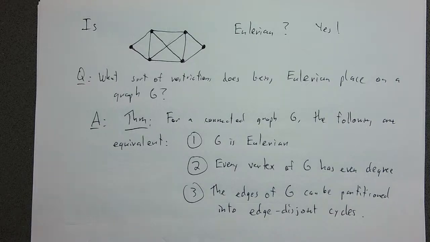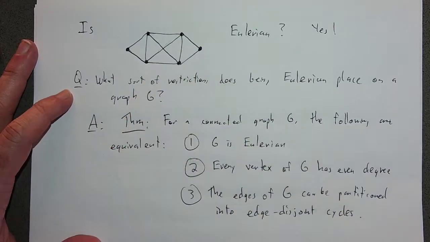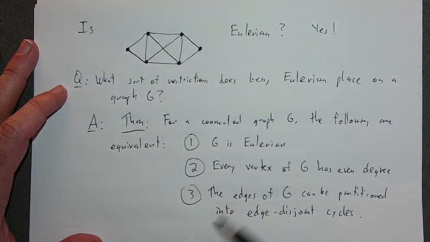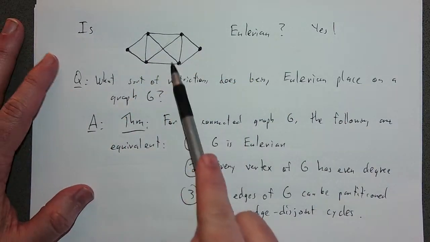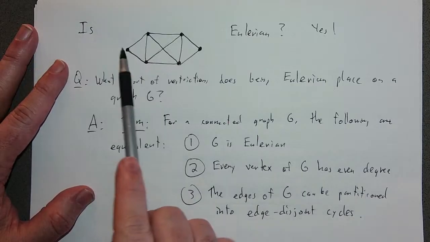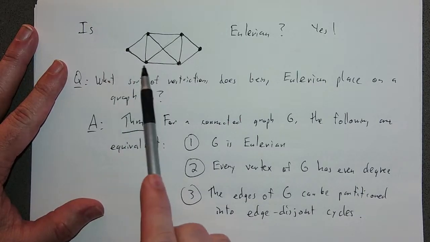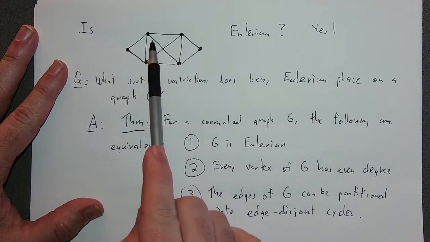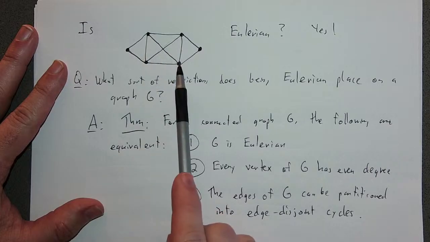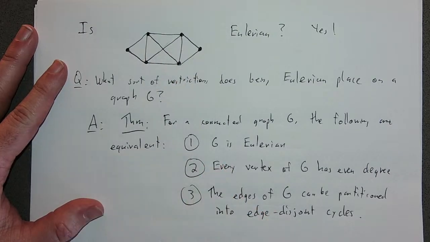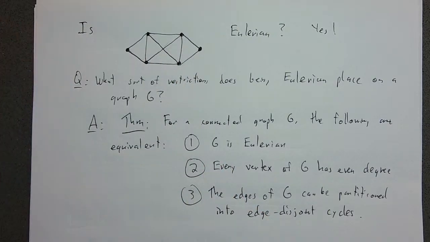Now, I claim that this is Eulerian, so let's at least verify that for this example these things are true. Does every vertex in this graph have even degree? Degree of this is 2. Degree of this is 1, 2, 3, 4. Degree is 4, degree is 4, degree is 4, degree is 2. All of the vertices have even degree.